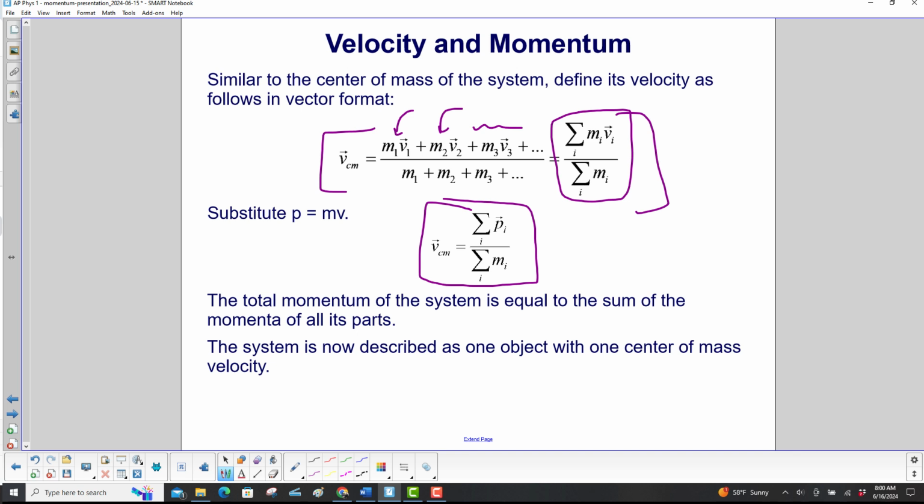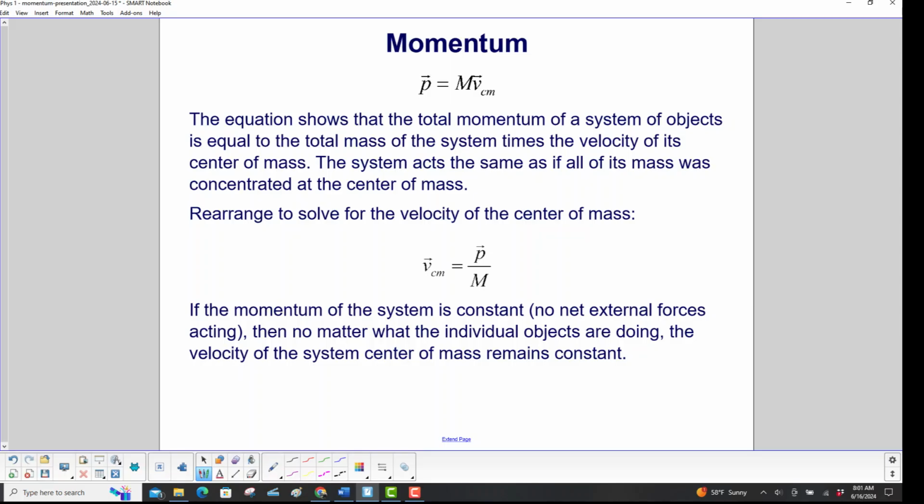So what do we have now? We're describing the system as one object with one center of mass velocity. This equation shows that the total momentum of a system of objects is equal to the total mass of the system, that's the capital M, times the velocity of its center of mass. The system acts the same as if all its mass was concentrated at the center of mass.